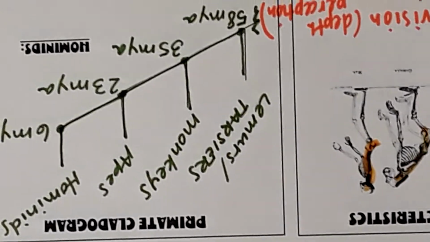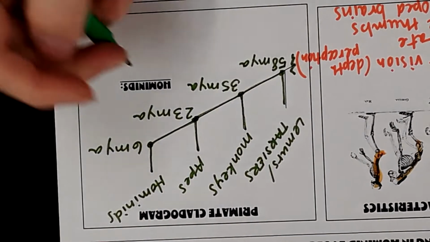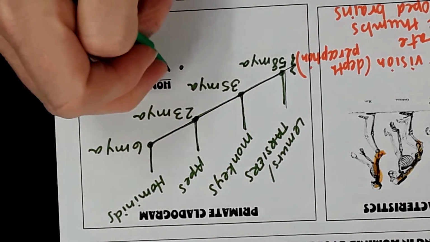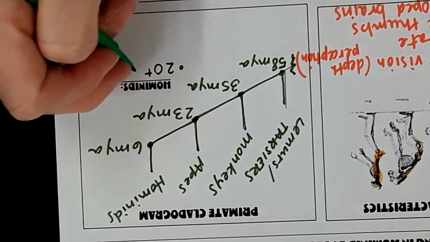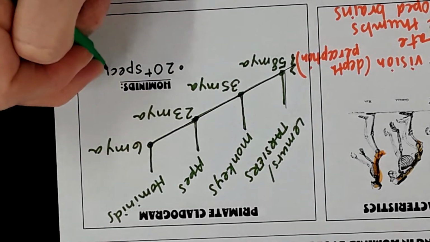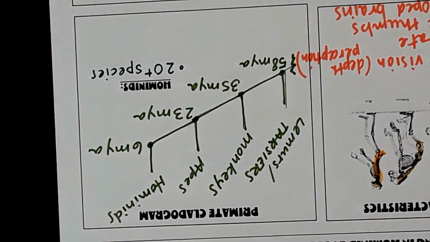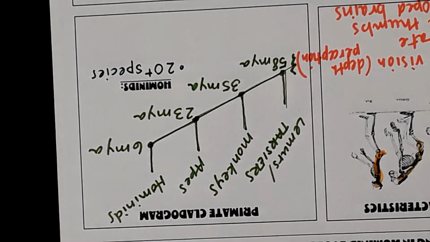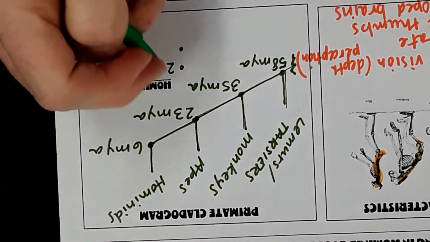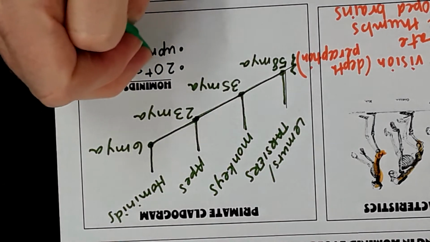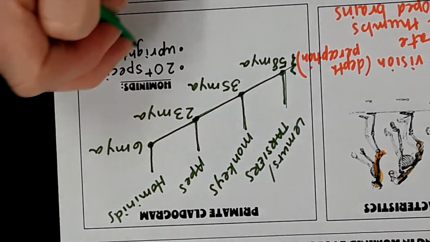When we look at hominids, there are over 20 species of hominids that we know have existed over time. So in the last 6 million years, there have been more than 20 species of hominids that have existed. What it means to be a hominid is that you are upright walking. So we are upright walking.